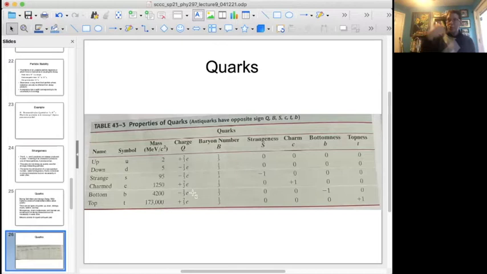So e, 1.602 times 10 to the negative 19 coulombs, is the charge of an electron, but quarks can have smaller charges than that. So the up quark has a charge of +2/3 e. The down quark has a charge of -1/3 e. And so it works like that.